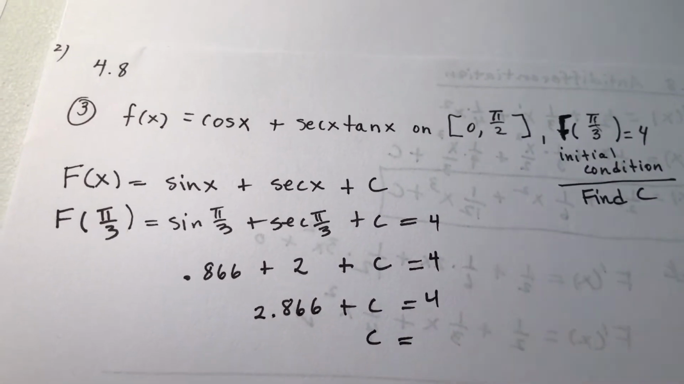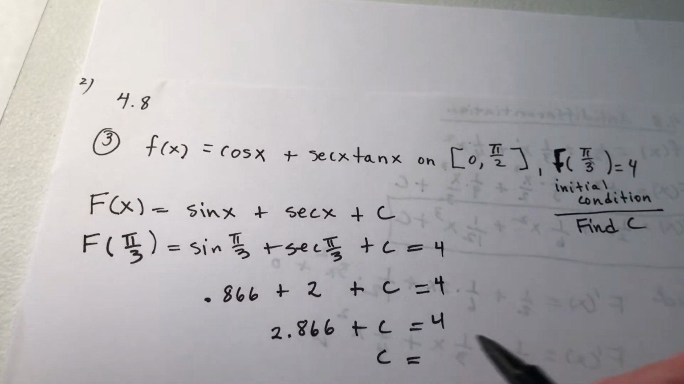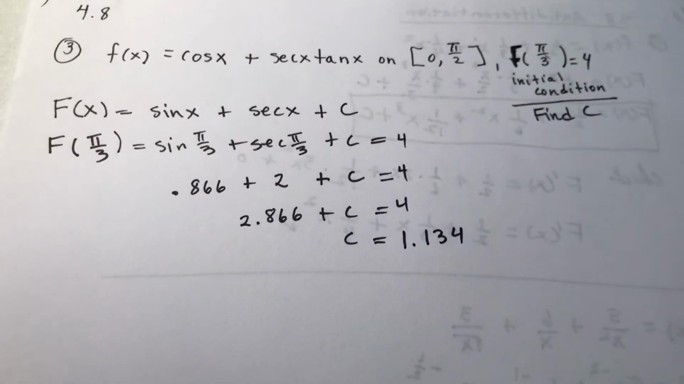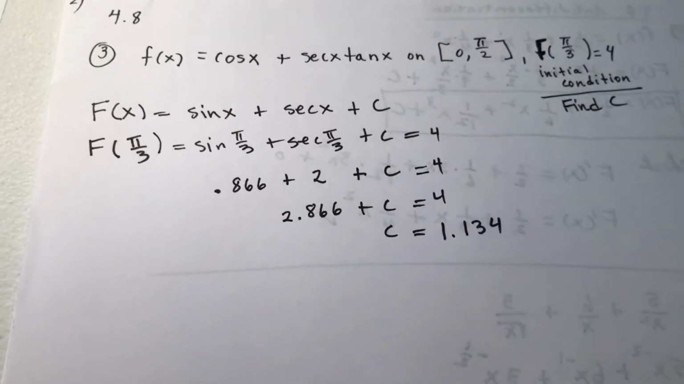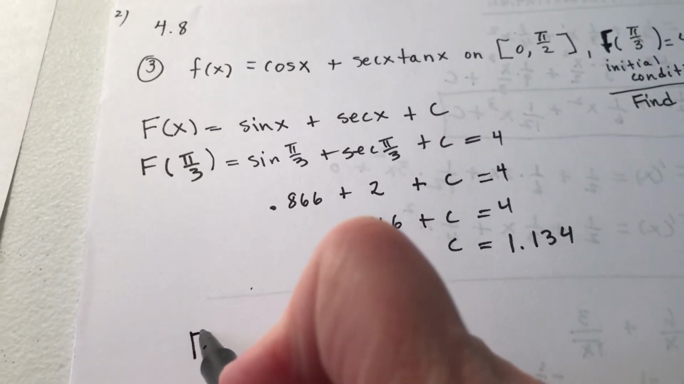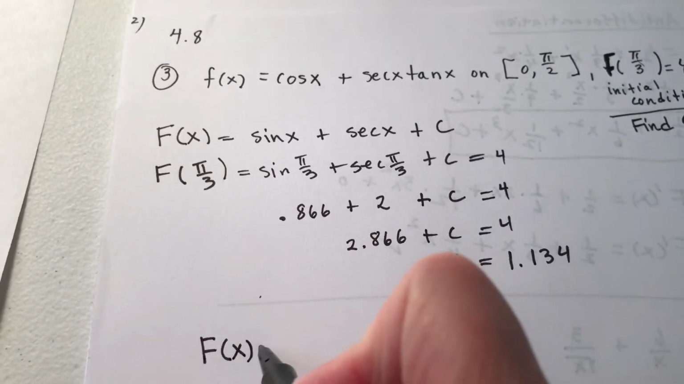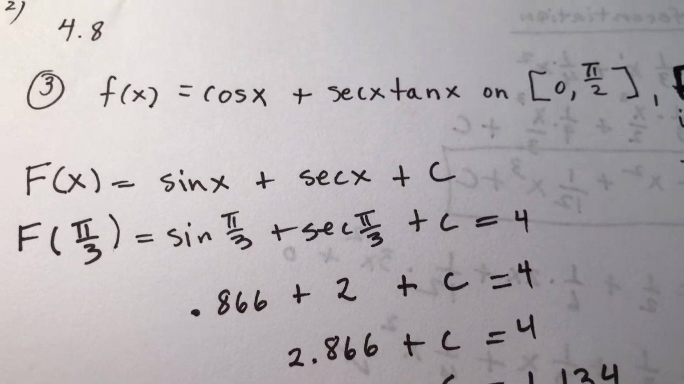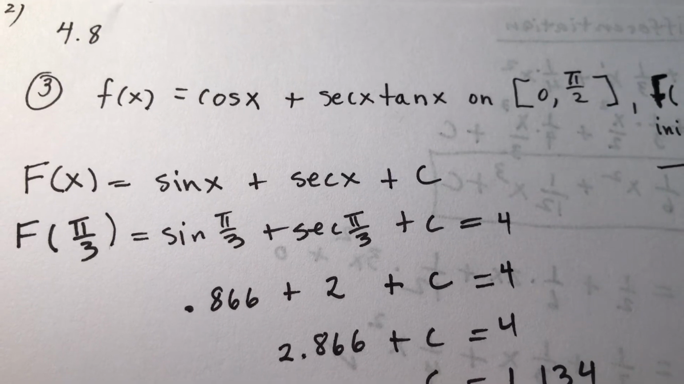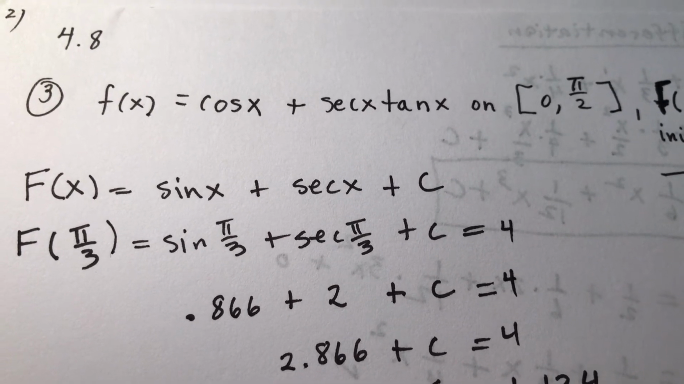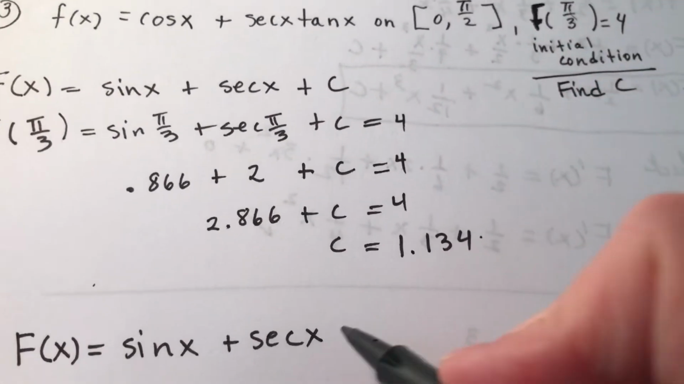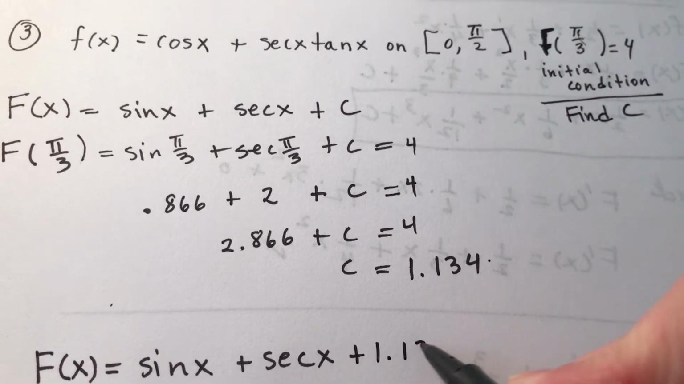And then subtract, and you get 1.134. I did this earlier. You can check it out. And your answer then, your antiderivative, I'm going to go back up here and put in, it's sine x plus secant x. And my c now is this 1.134, so I write 1.134.